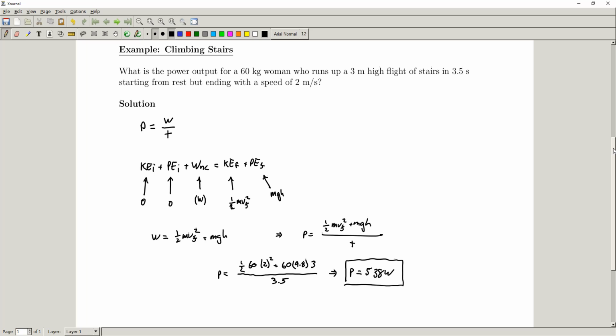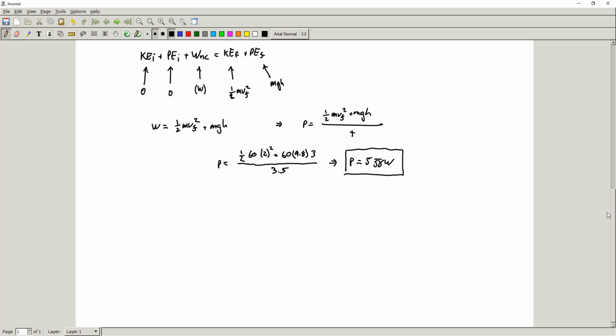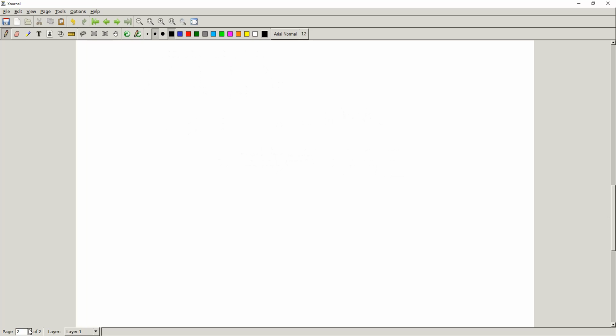Okay, so that's how we would use this power equation, and that's sort of our power example. Okay, so as I mentioned, I'm also going to do just a quick little handwritten review of some of the equations that we looked at in this module.